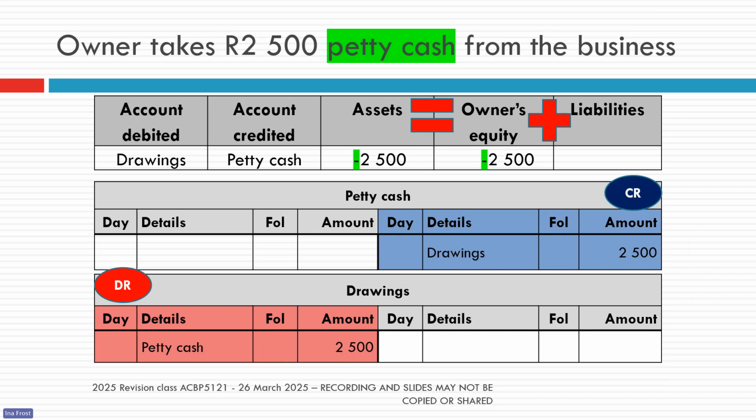Here you can see our petty cash is an asset account, but our asset is going to get smaller because now the owner is taking money out of the business. You can see I've credited the asset account, and by crediting that petty cash account, I'm showing that the asset is getting smaller because the owner is taking money out of the business.